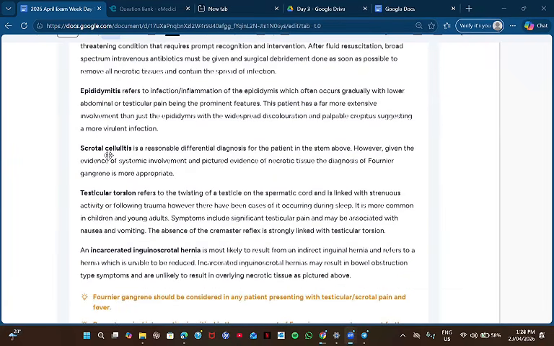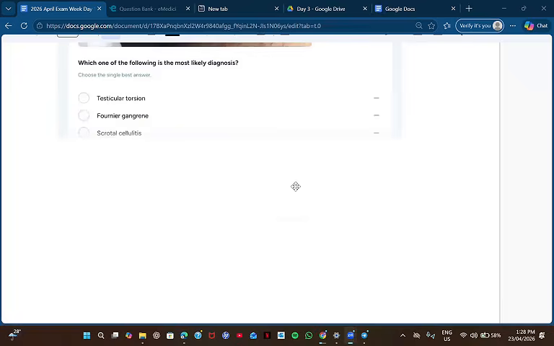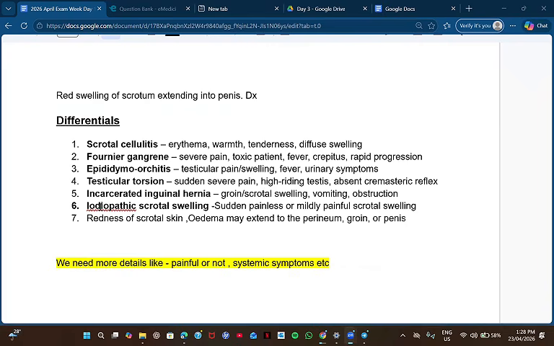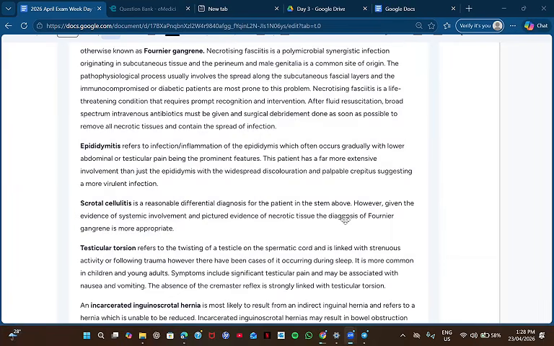Necrotic tissues. So how does scrotal cellulitis present? How is it a reasonable differential diagnosis for the patient in the stem above? However, given the evidence of systemic involvement and picture evidence of necrosis, no, they have not explained it here. Okay, scrotal cellulitis: erythema, warmth, tenderness, diffuse swelling, you can see. Okay, here I have explained it very simply.